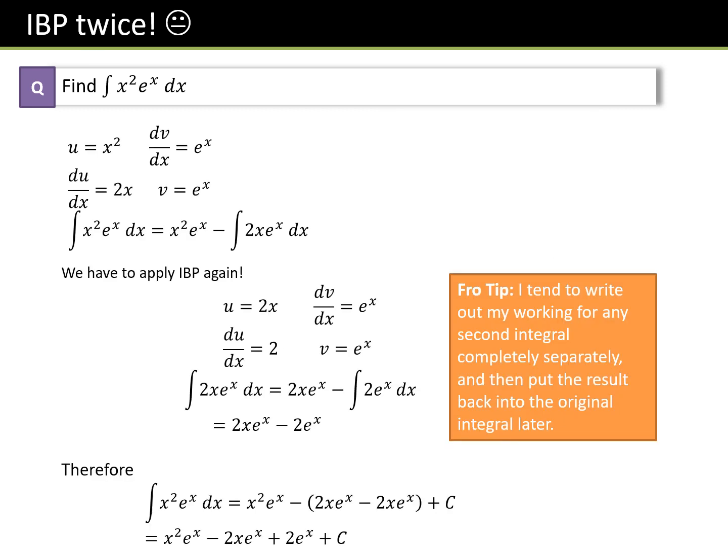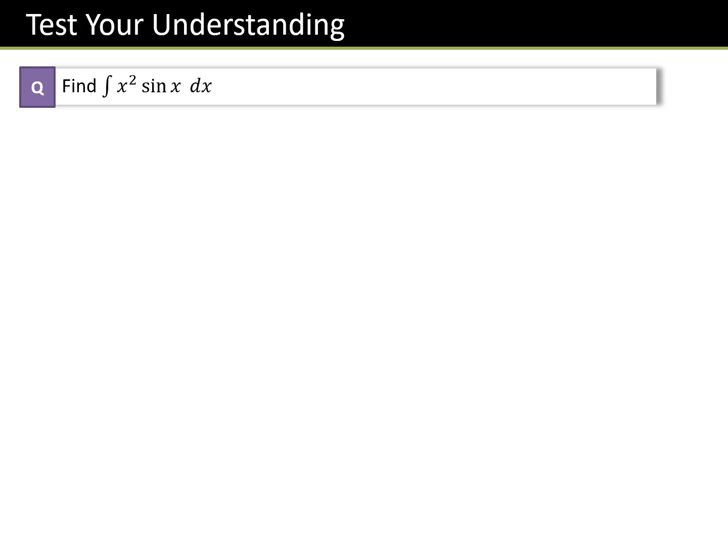Okay, and a nicer written solution for it. Okay, and as this guy says, write out your second integration separately. Yeah, you can if you want. He hasn't pulled the 2 out, which, yeah, doesn't really matter. Okay, one for you to try yourself. So pause the video, have a go.